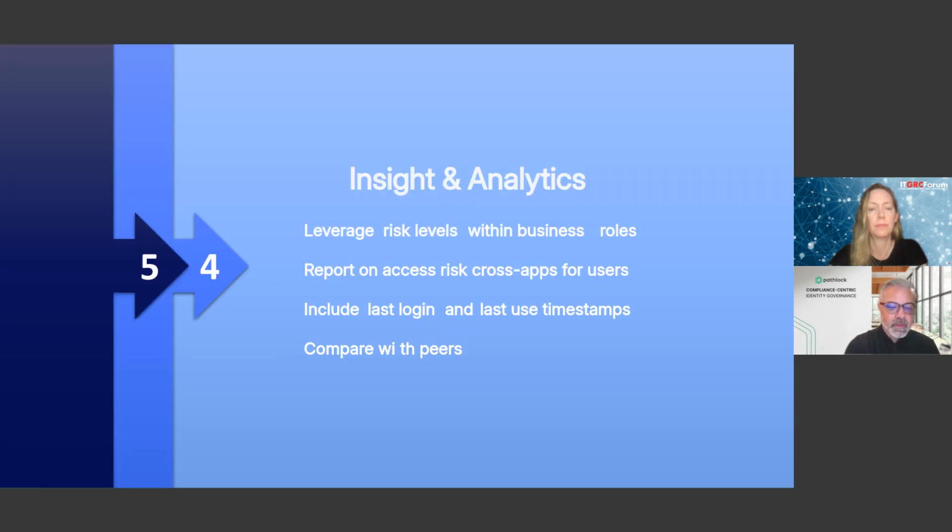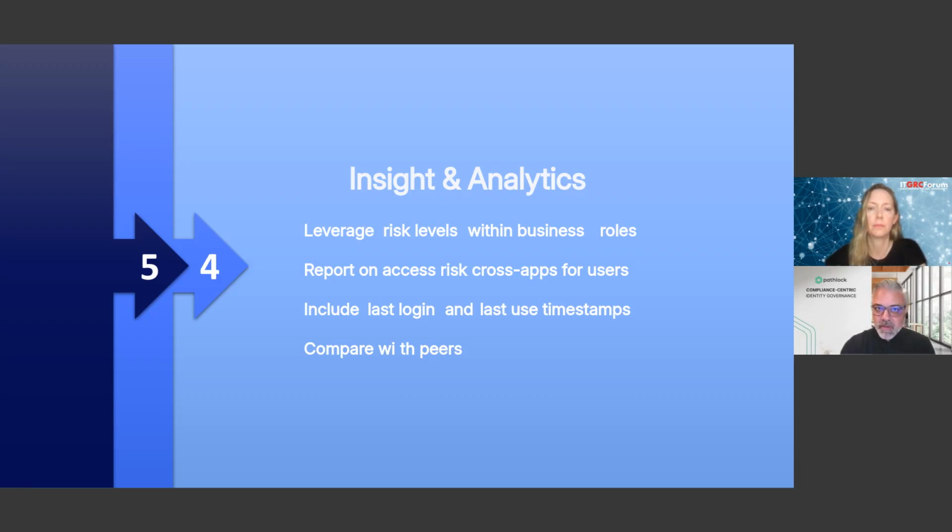Fourth is insight and analytics. Very smart here to give your reviewers useful insights and analytics. Don't just give them a flat list of role names or usernames. Give them insight. Is the user actually using the access they have? When did they last log in to that application? How does their access compare to peers in the same role or department? Assign risk levels to the roles or entitlements. Leverage that risk. Report on the access risk across the applications.